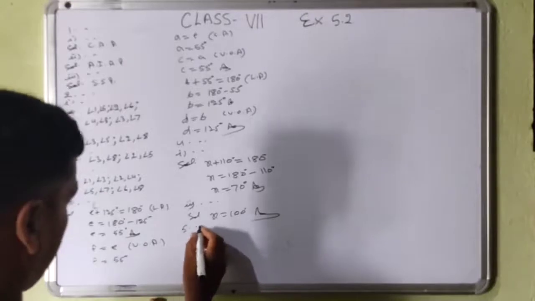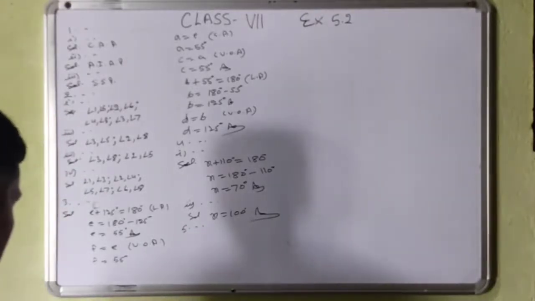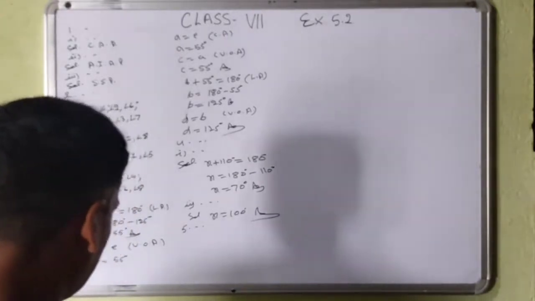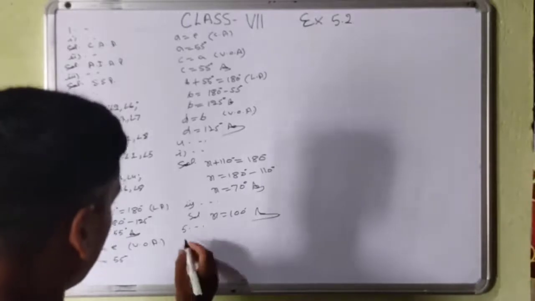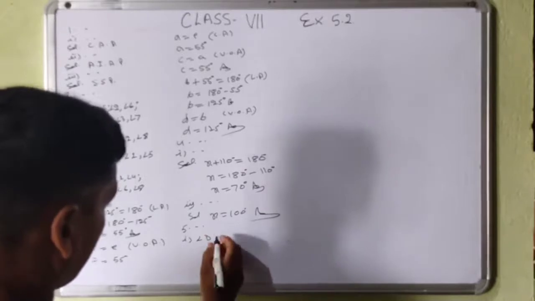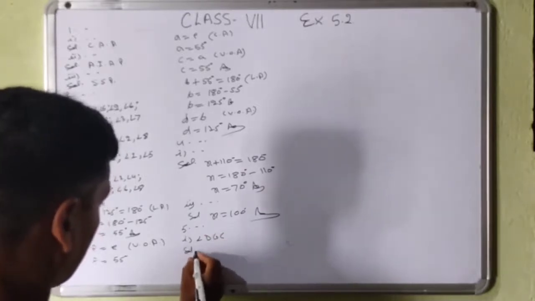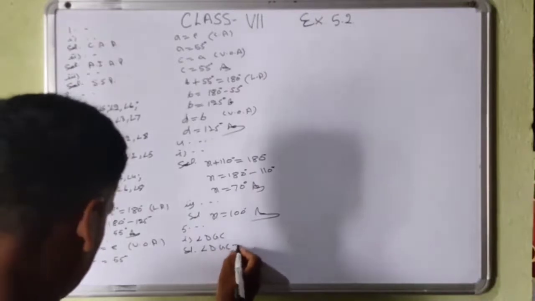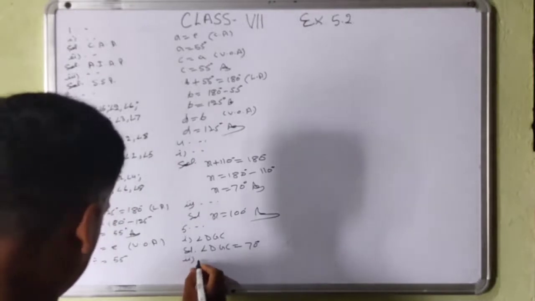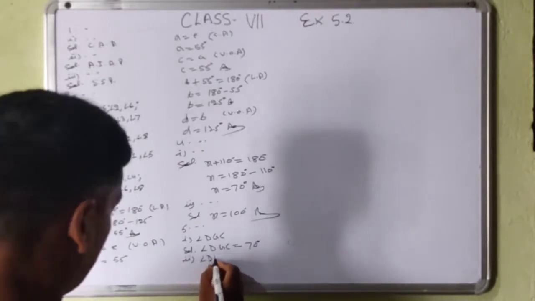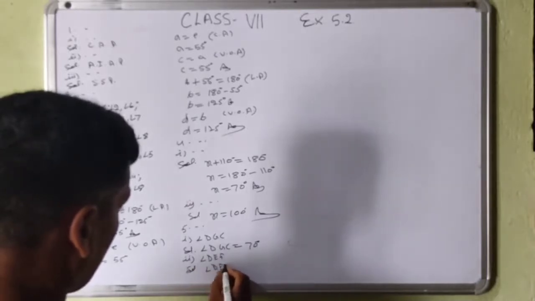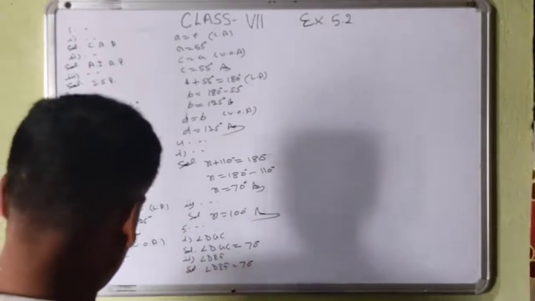Fifth question. In the given figure, the arms of two angles are parallel. Angle ABC is 70 degrees. Find the first part, angle DGC. Solution: angle DGC is equal to 70 degrees. Second part, angle DEF. Solution: angle DEF is also equal to 70 degrees.